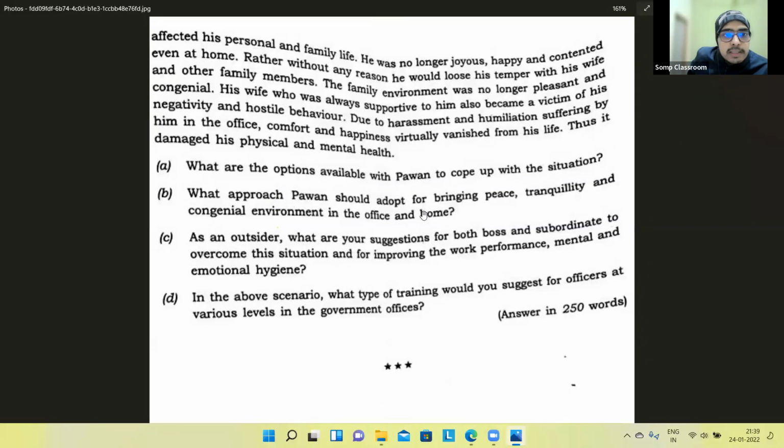Okay, moving further. As an outsider, what are your suggestions for both boss and subordinate to overcome this situation for improving the work performance? Work performance we have talked about. Okay, mental and emotional hygiene. See, how can we improve mental and emotional hygiene? Now, she has just mentioned the point of transformational leadership and transactional leadership. You all must have studied. Can anyone explain apart from Kavya Reddy?